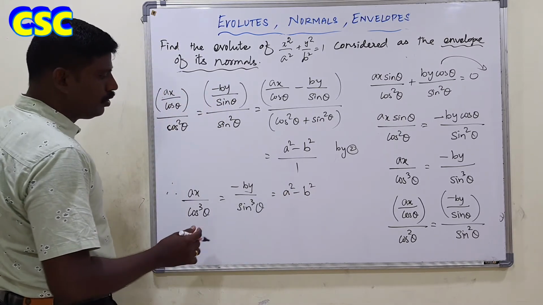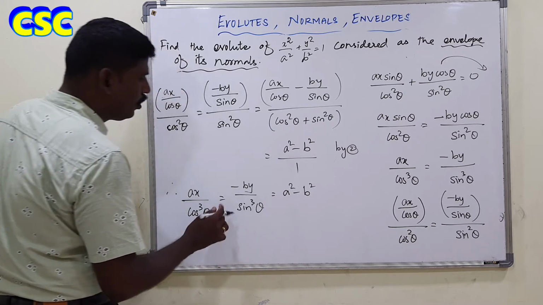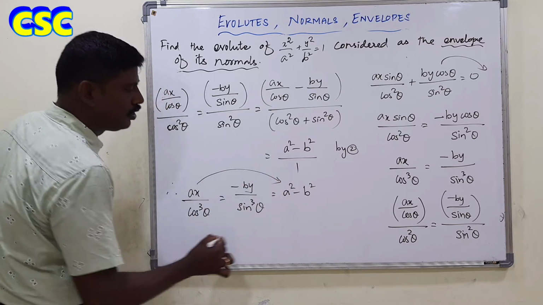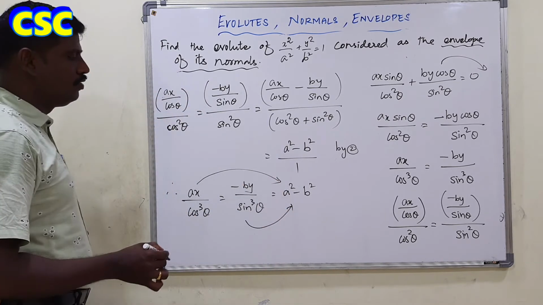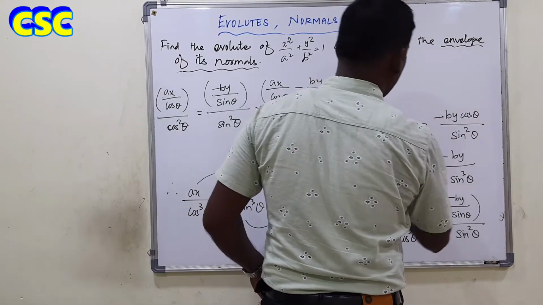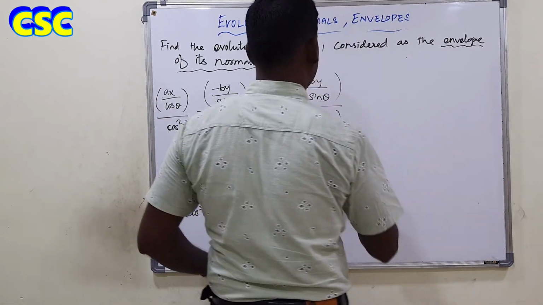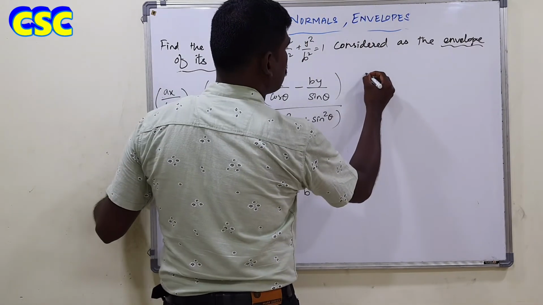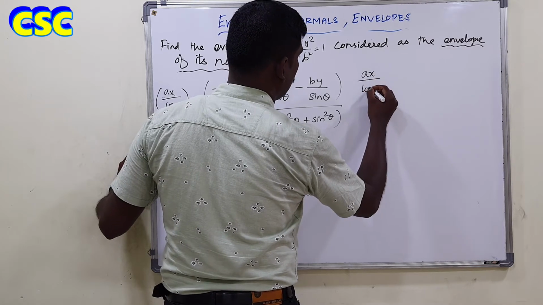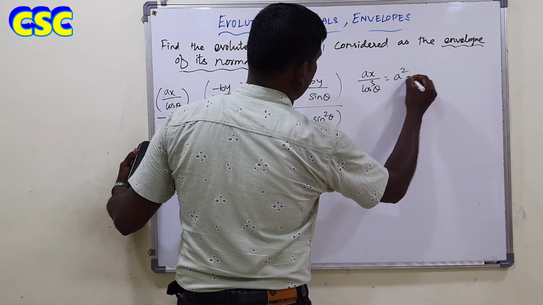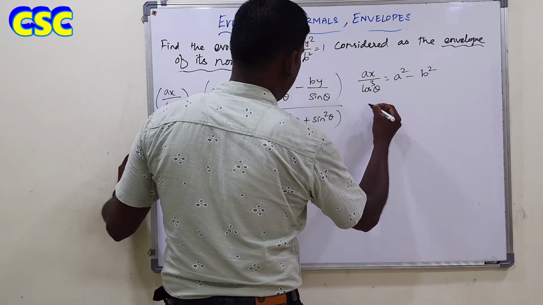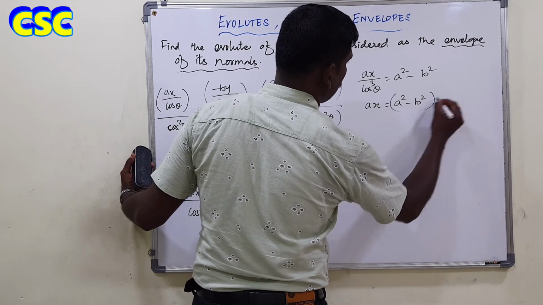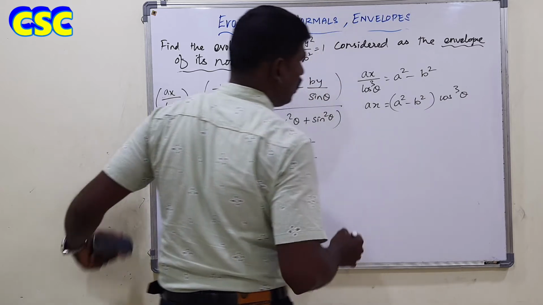Now, there are three ratios here, so I am going to equate the first two ratios with the third one. I equate the first ratio with the third one, and the same for the second ratio with the third one. Right. So what will become of ax by cos cube theta equal to a square minus b square, isn't it? So ax equals a square minus b square into cos cube theta.